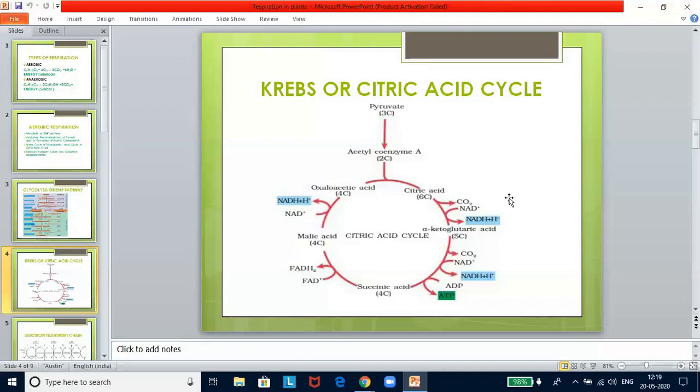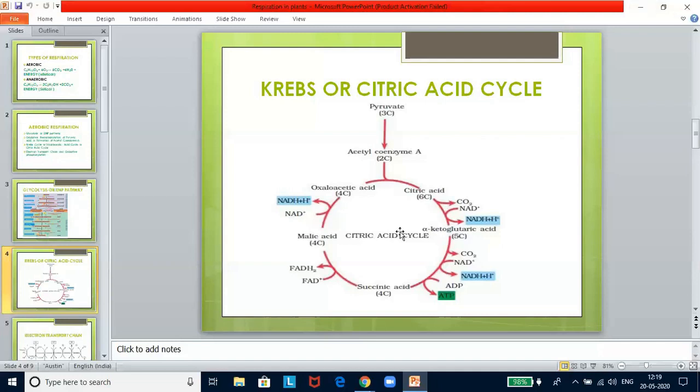Next, the succinic acid is oxidized to form fumaric acid by succinic dehydrogenase. Here, FAD plus is reduced to FADH2. Fumaric acid is converted to malic acid by the addition of a molecule of water, and this reaction is catalyzed by fumarase. Malic acid is oxidized to oxaloacetic acid by the enzyme malic dehydrogenase. Here NAD plus is reduced to NADH2.